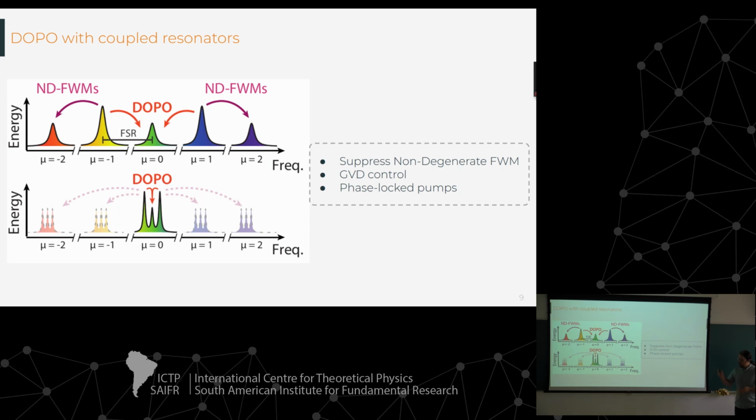Okay? So what we propose here is a way to deal with all these complications, because we want to suppress these non-degenerate four-wave mixing signals that populate other modes. We want dynamical, on-the-fly GVD control, so we do not have to have several devices fabricated and see which one works. We can control it on the fly. And we also need phase-locked pumps, because as I said, we need the oscillation to happen in phase or pi out of phase with our pumps. So we don't need complex locking schemes between lasers to have that in our devices.